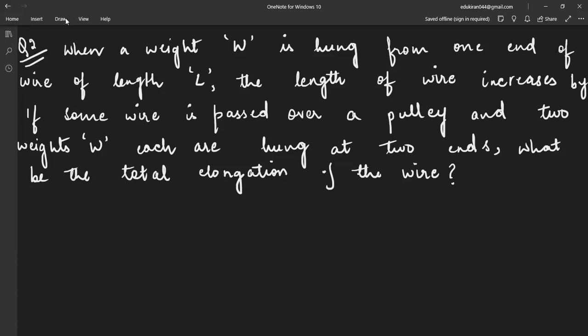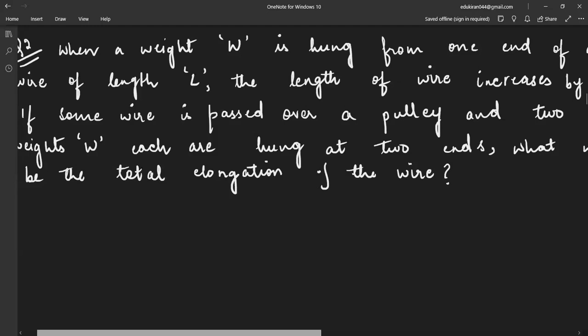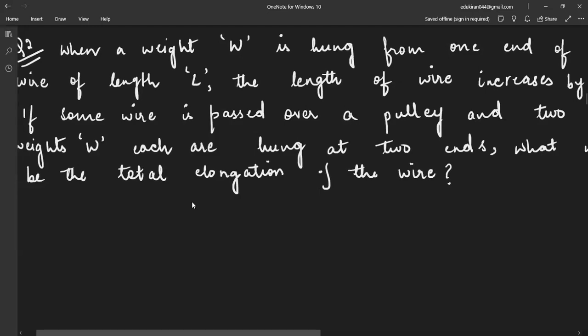See, let us discuss now. This question says that when a weight W is hung from one end of a wire of length L, the length of the wire increases by l. If the same wire is passed over a pulley and two weights W each are hung at the two ends, what will be the total elongation of the wire? Total elongation you have to tell. It means complete delta L that you have to tell.